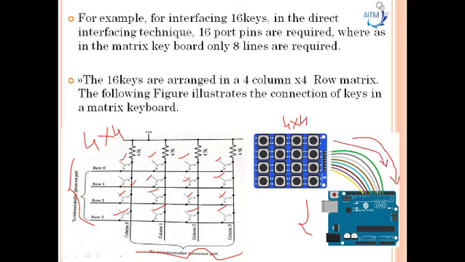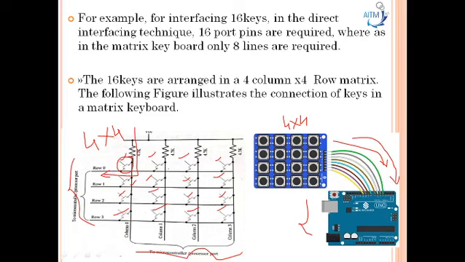Now if you see very carefully, each row and column has a switch placed in between. If this key is pressed, the path here will be shorted. If the power supply is passed in this row, and this key is pressed, this path is shorted and other paths will remain open here.